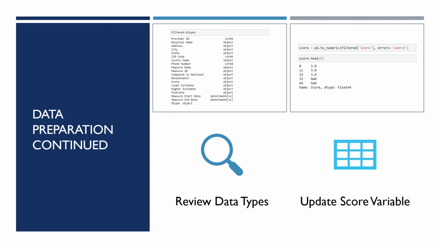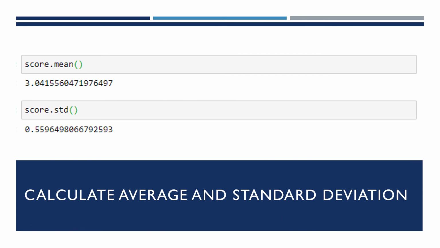Once your data preparation is complete, you can go ahead and calculate the average and standard deviation. The code to do this is displayed on the screen, and it's rather simple once you're through the data preparation. To get the mean, I simply indicated to look at the score variable that was created and take the mean, as well as the same process for standard deviation, which is abbreviated as std.